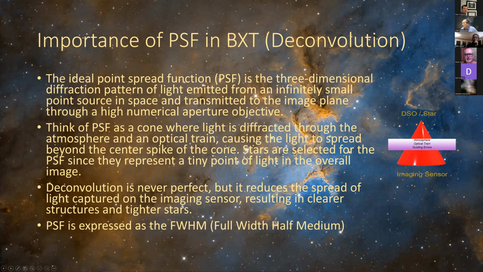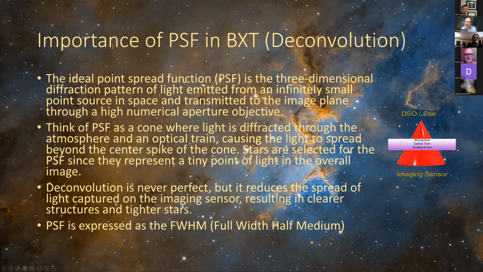The star is a very, very tiny point. It's going to pass through the atmosphere. It's going to pass through your optical train, and you're going to have some guiding errors that are all going to contribute to this widening of that tiny little spot of light. And that's the point spread. So what we're trying to do is narrow this down in the deconvolution process as close as we can to where this little point of light is.